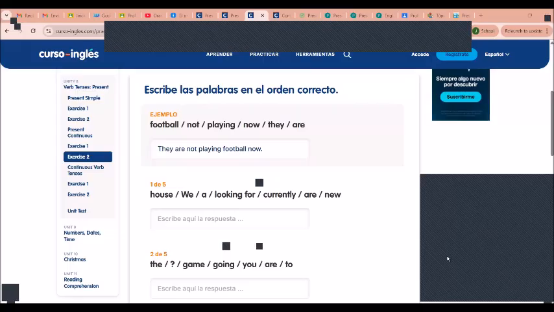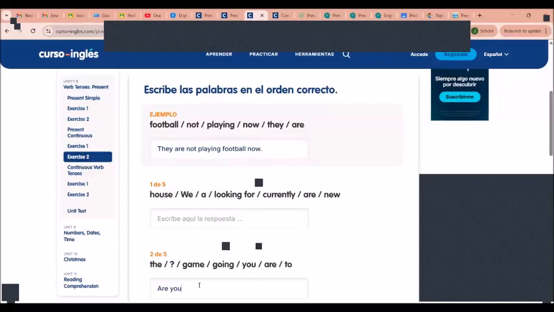We are currently looking for a new house. All right. So we're going to start with "are." Are. Again: Are you going to the game? Are you going to the game? All right. Careful with the numbers.